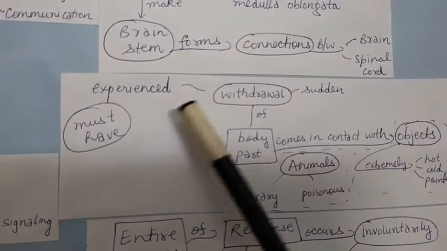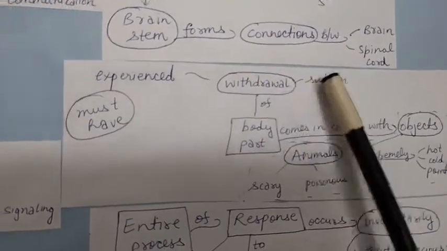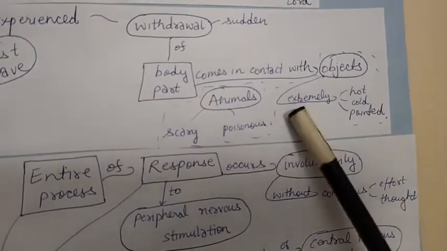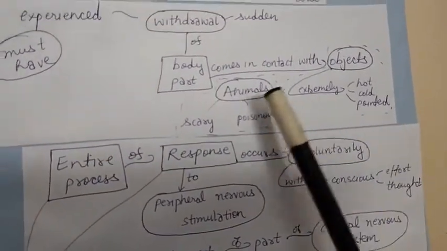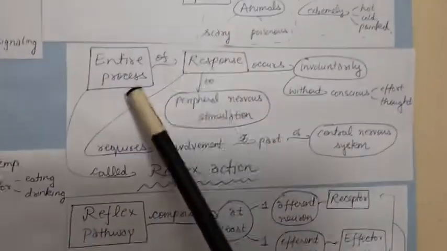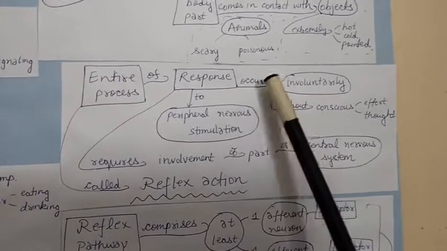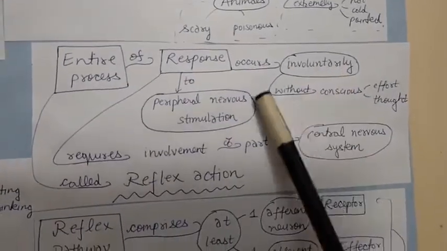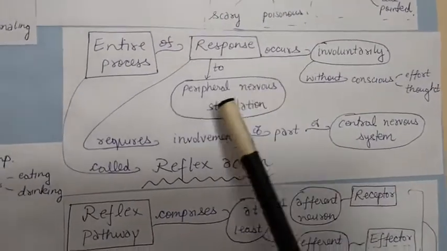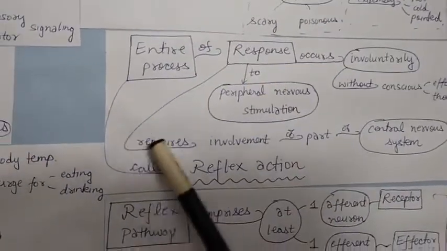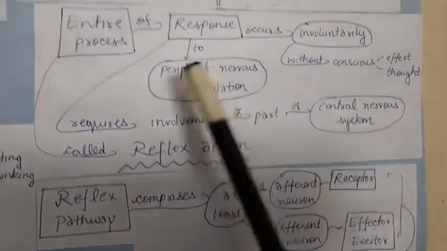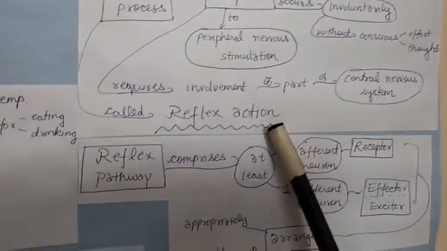We must have experienced a sudden withdrawal of a body part which comes in contact with objects that are extremely hot, cold, or pointed, or maybe animals which are scary or poisonous. This entire process of response occurs involuntarily, that is without conscious effort or thought, in response to a peripheral nervous stimulation, and this response requires involvement of a part of the central nervous system. This entire process is called reflex action.